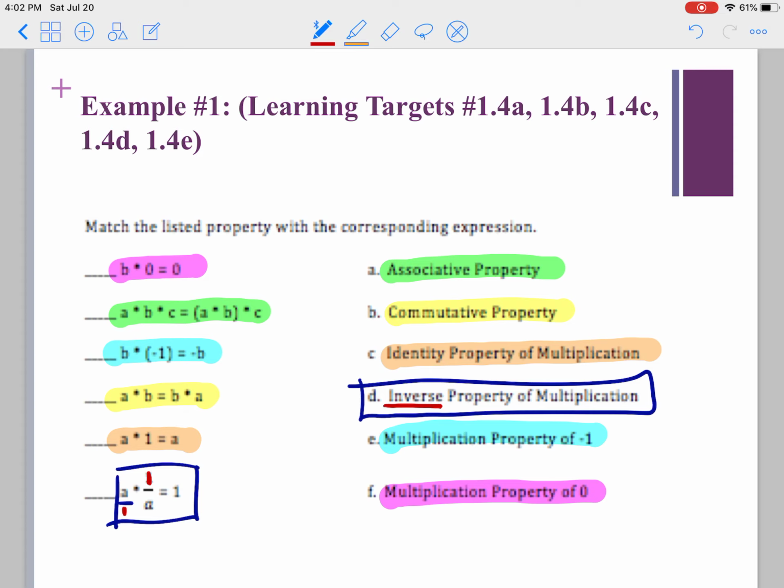And again, another example of why we have to be careful not to confuse this property with a similarly named property of addition, the inverse property of addition. Because the inverse property of addition is adding the opposite. So make sure that you distinguish these properties from the properties of addition.